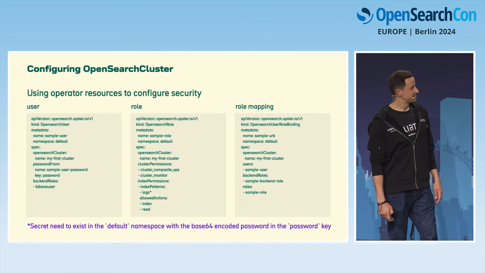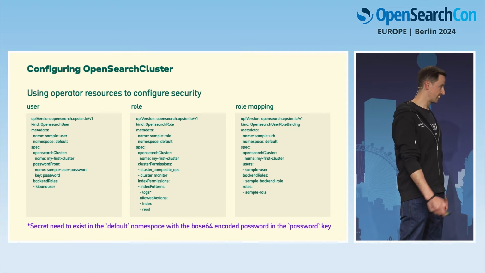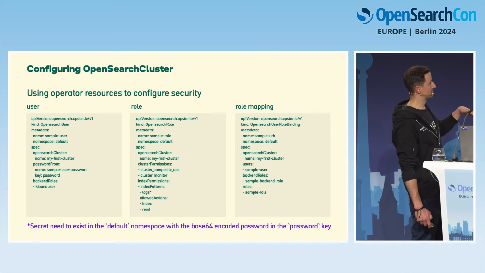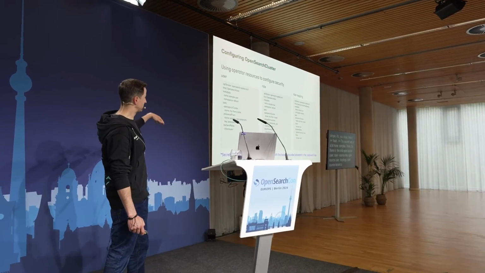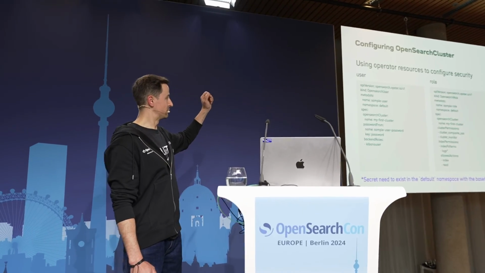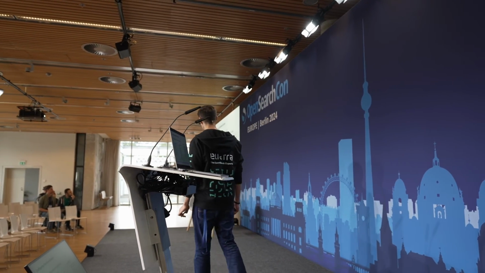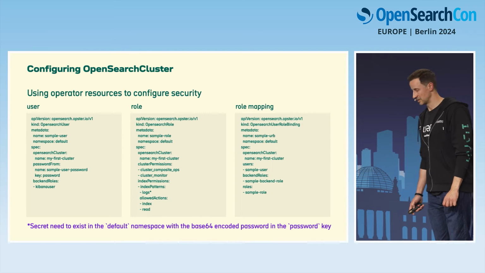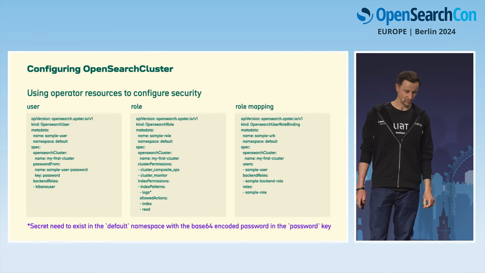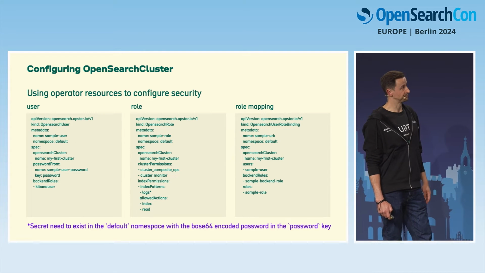There's the CRDs, OpenSearch user, OpenSearch role, OpenSearch user bindings, OpenSearch tenant, and so on. And you configure them separately. So in this case, we are creating a sample user with the password, backend role, which is map, and so on. So you can use these resources. It's the new option. Just a little caveat at the bottom there. If you're using this method, the secret needs to exist in a default namespace with basic default encoded password and password key. There is quite few issues around that. But once you know that, you should be good to go.